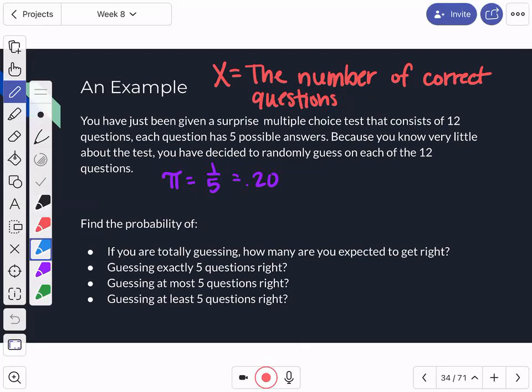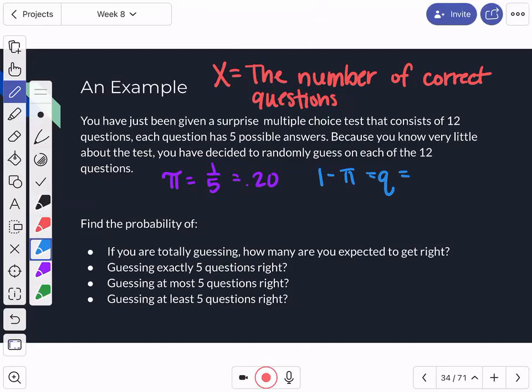What is failure? You got it wrong. What's the chance you get it wrong then? 4/5. Which is good. So we'll say that this is 1 minus pi. That's what we're going to say there. We're also going to call that, I'm going to call it Q right now. 1 minus pi is Q. They're the same things to me.